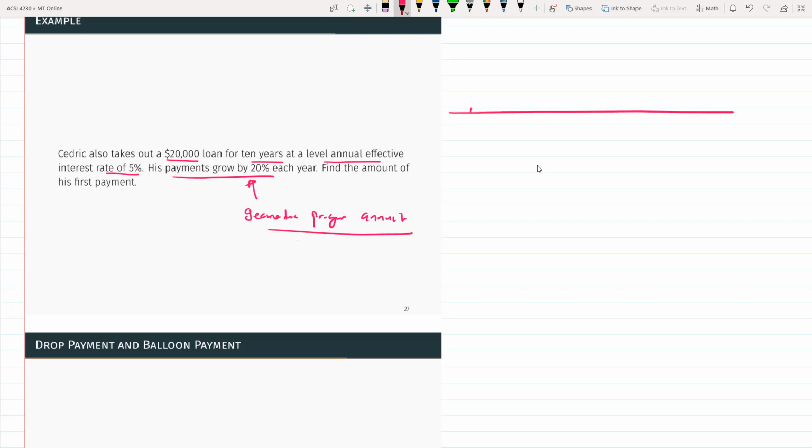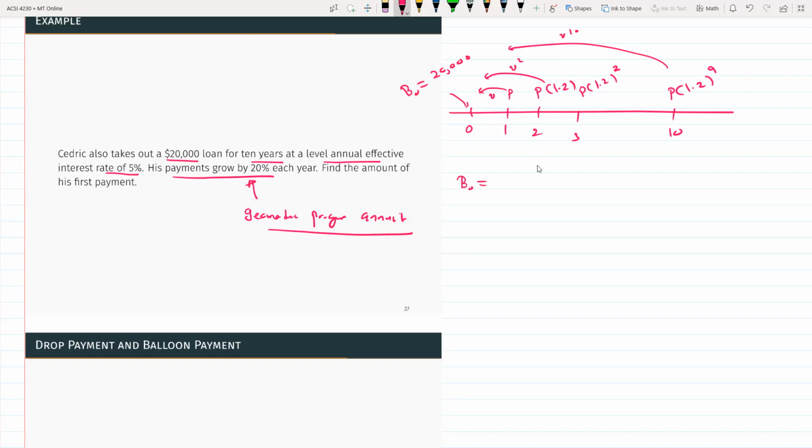So if I draw the timeline, it will look like this. This is 0, 1, this is 10. Let's say this is P, and this would be P times 1.2. The next one would be P times 1.2 squared. This one would be P times 1.2 to the 9. And then here your balance is 20,000, and you can take the discounted value. So B0, which is 20,000, should be equal to the present value of this cash flow: Pv plus P times 1.2 times v squared, all the way up to P times 1.2 to the 9 times v to the 10. You can see P times v is a common factor: 1 plus 1.2 times v, all the way up to 1.2 to the 9 times v to the 9. And this equals 20,000.